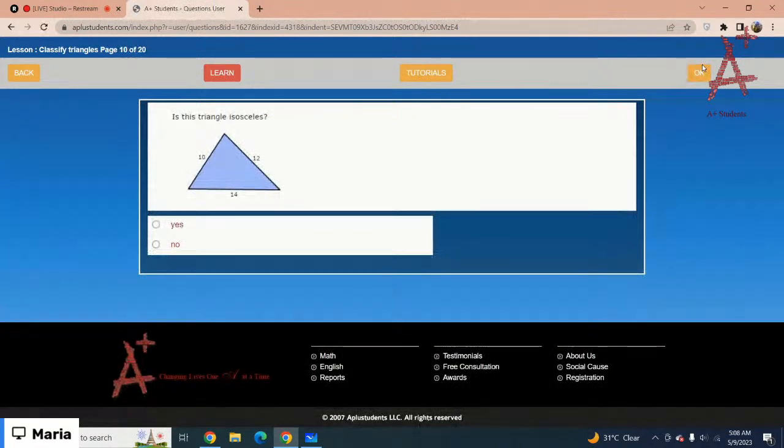Okay, is this triangle isosceles? No, this is not isosceles. An isosceles triangle is the one that would.